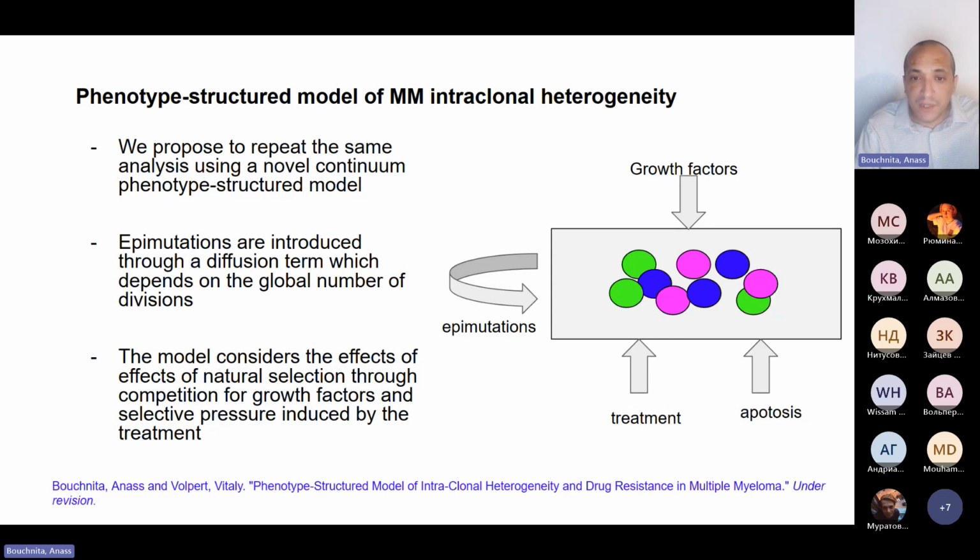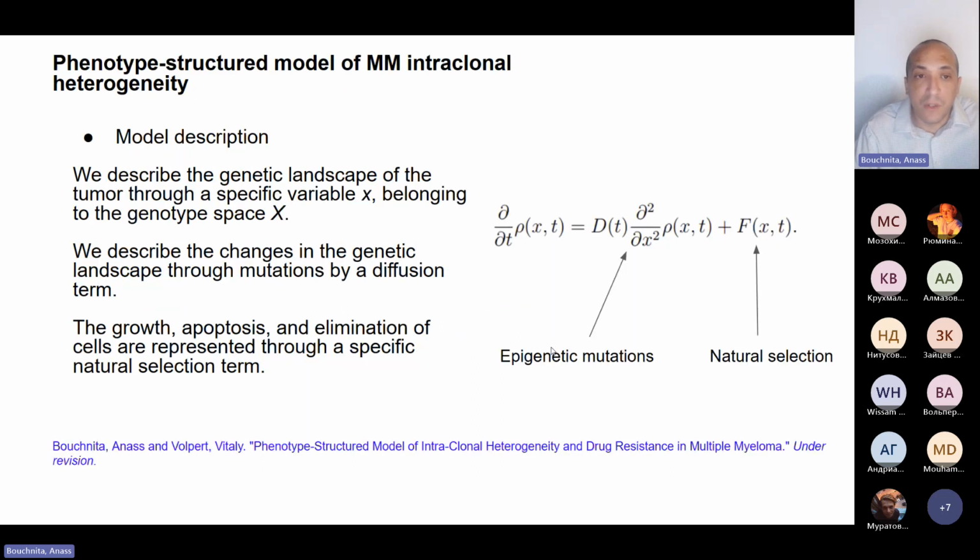Basically, this method was developed for other applications, in particular in ecology by Professor Vitali Volper to show the emergence of species, but it was also developed by other research groups and applied in other contexts, even in cancer. So here we are trying to develop a model that uses this approach and considers the effects of natural selection, which is mediated by different effects, such as the limited concentration of growth factors, the effects of the treatment, and natural death, and see how this selective pressure changes the composition of the tumor, or the clonal composition of the tumor.